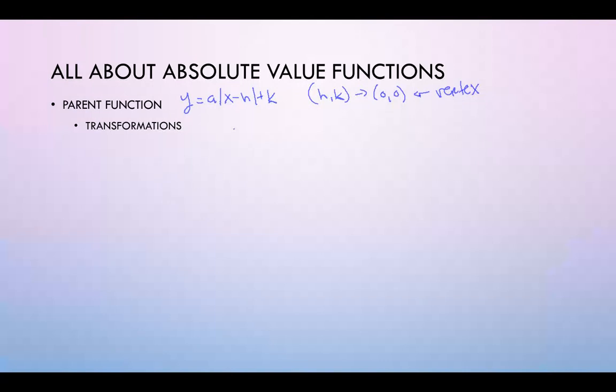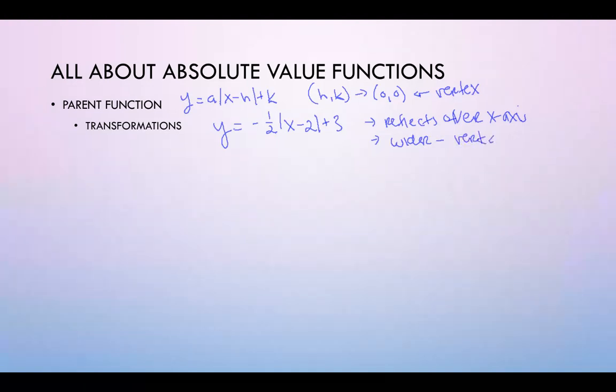So the transformations, like, is it wider or is it narrower? Meaning, is it a vertical stretch or a vertical shrink? Is it a reflection over the x-axis? Right? So if I gave you the function y equals negative 1/2 times the absolute value of x minus 2, plus 3, the transformations here would be it reflects over the x-axis. It becomes wider, which means that it has a vertical shrink. It's not as tall from the parent function, right? We're comparing it to the parent function, which is just y equals the absolute value of x.